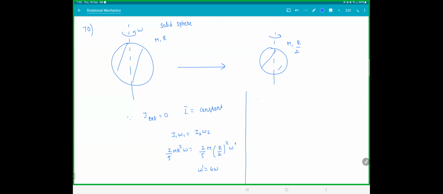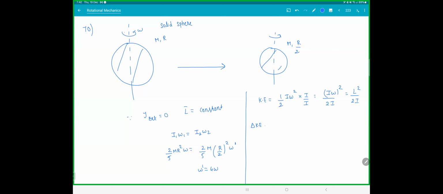And what about the change in energy? Now, see, I can write like this. I know kinetic energy is half I omega square. Multiply and divide by I. This will become (I omega) whole square by 2I. This is actually L square by 2I. Kind of looks like P square by 2M, isn't it? So L is constant. Now what is happening to I? I is decreasing, so energy increases.